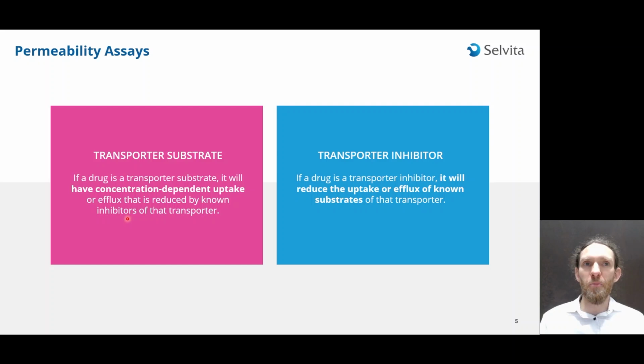Another option is that the compound can be a transporter inhibitor. So if a drug is a transporter inhibitor, it will reduce the uptake or efflux of known substrates of that transporter.